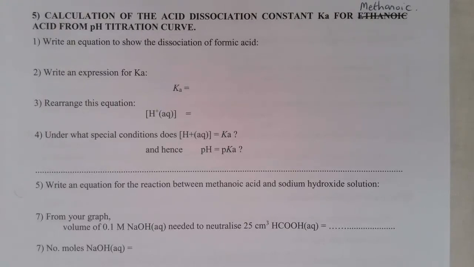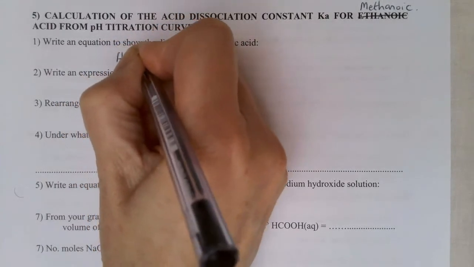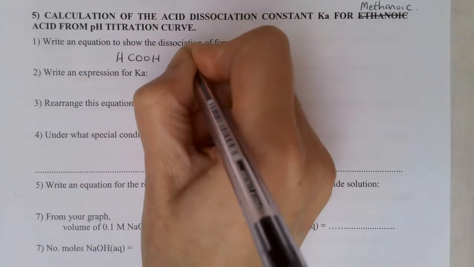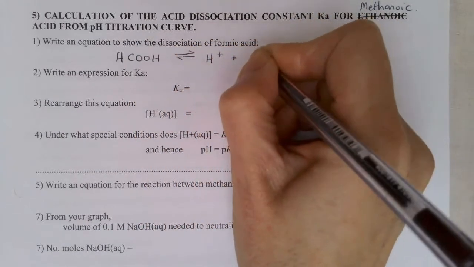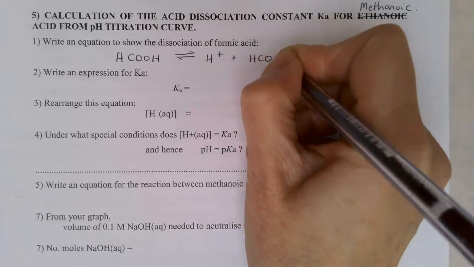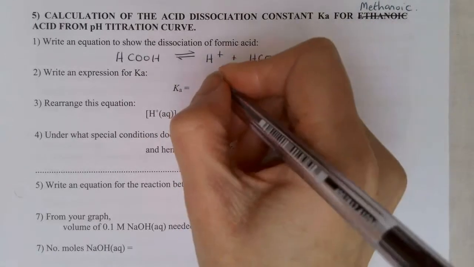So there's one more important thing we can do with a weak acid, strong base curve, and that is actually to use it to work out our Ka expression. So if we look at the dissociation of formic, otherwise known as methanoic acid, we have our acid HCOOH, and that dissociates to form the hydrogen ions and the HCOO⁻. And again, you can write the Ka expression just as normal.